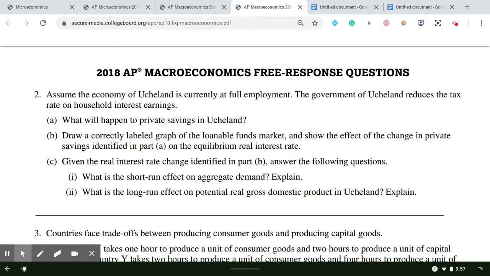All right, the tax rate on interest earnings has been lowered, so it's more attractive to put your income into savings, because you will get a higher return now that you're not taxed. So private savings will increase. Next, draw a correctly labeled graph of the loanable funds market and show the effect of the change in private savings identified in Part A on the equilibrium interest rate.